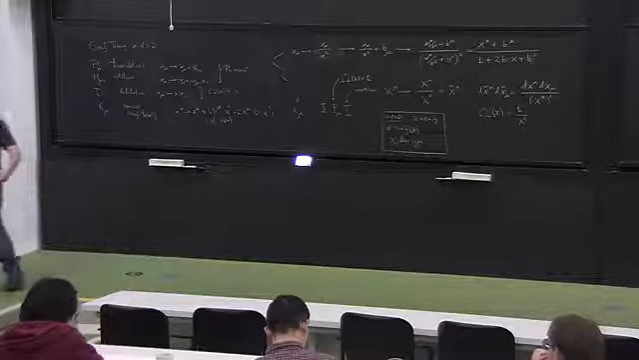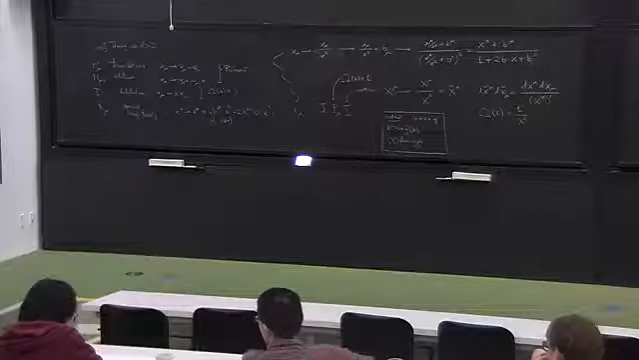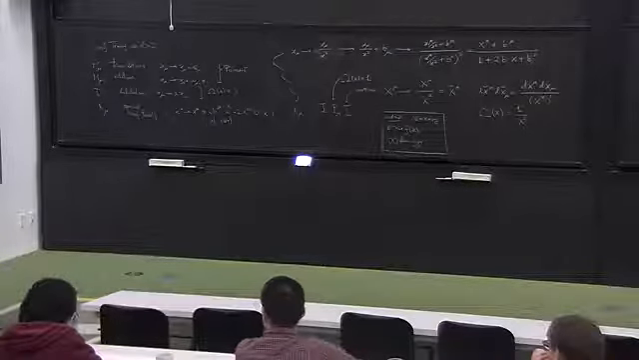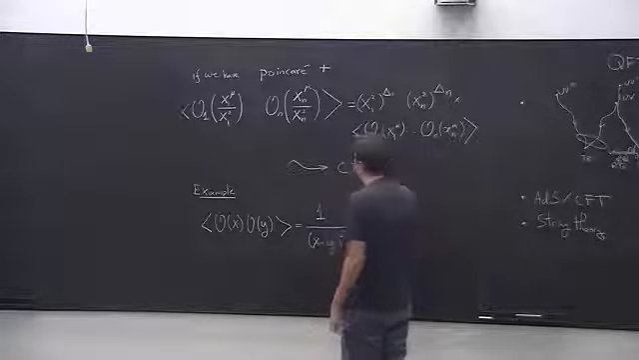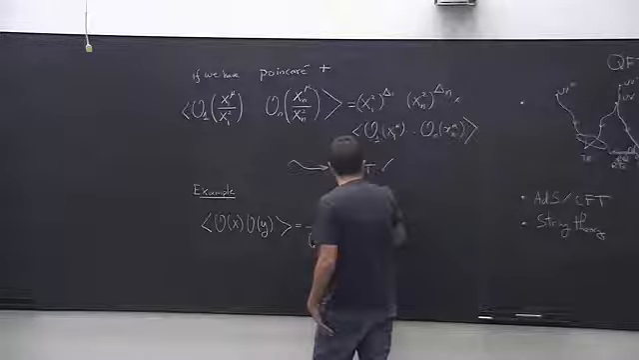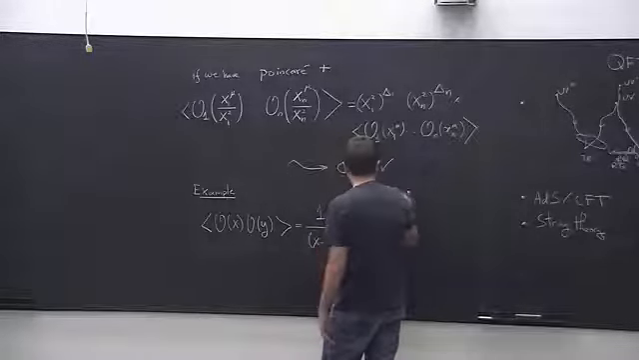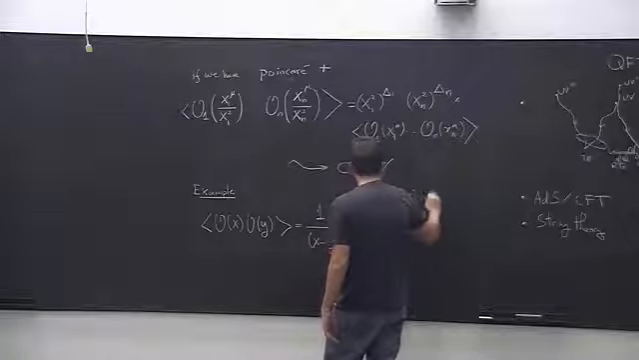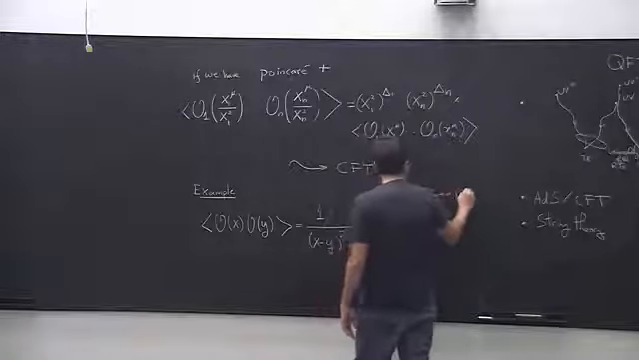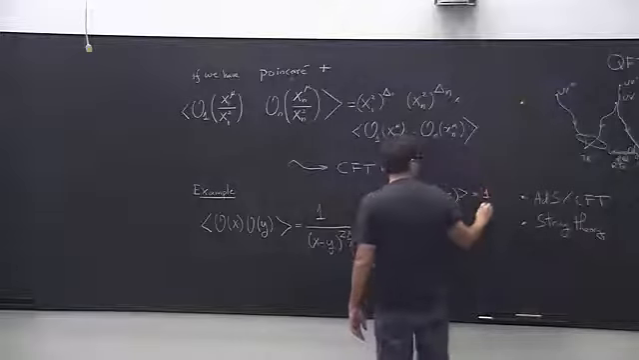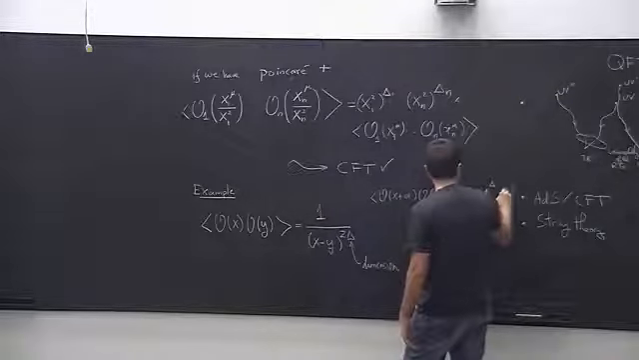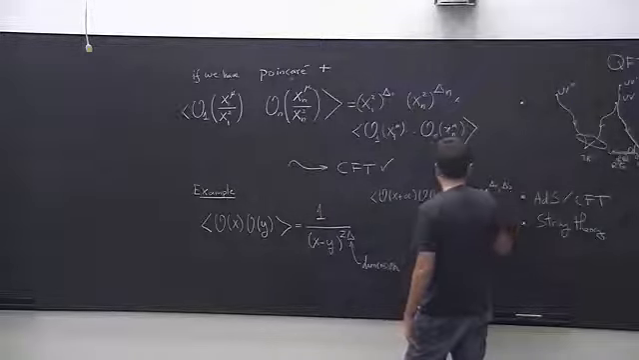So, translations, obvious, right? It only depends on the distance. So, of course, it is true that O(x+a) O(y+a) is equal to 1 over the distance to some power delta, times the correlation function O(x) O(y).